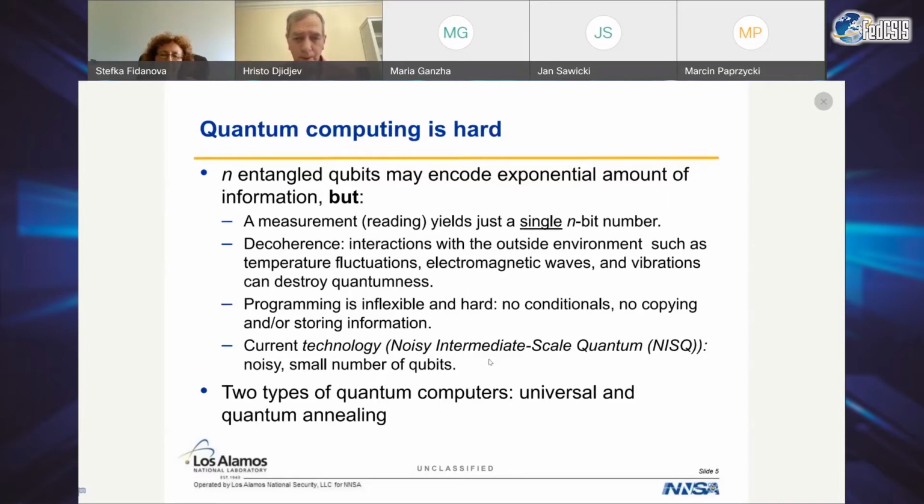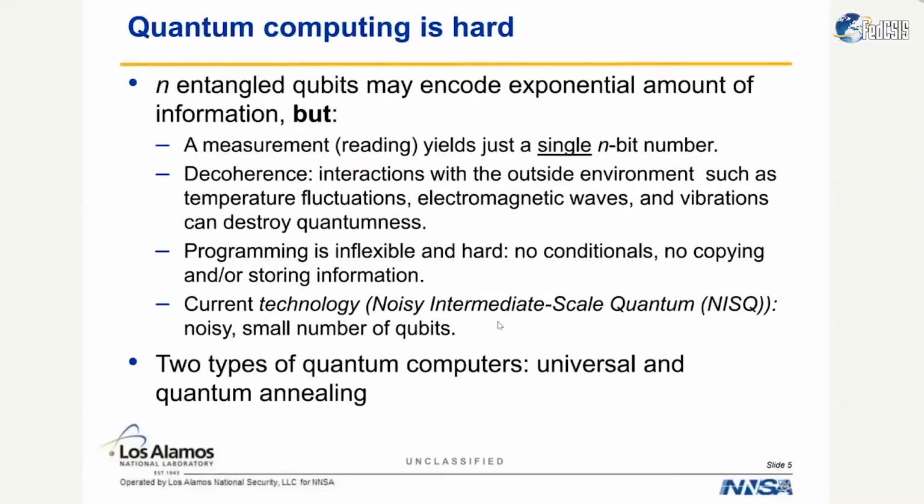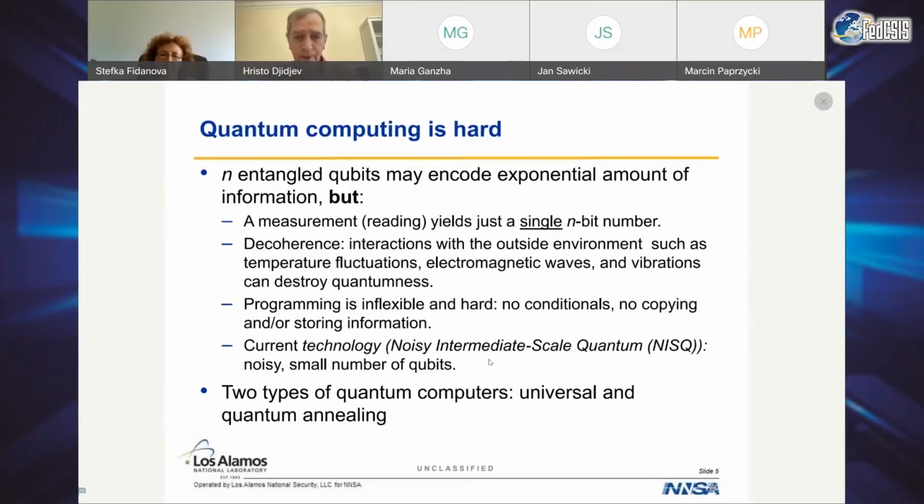make classical programming easy. So the current technology, you'll see the term noisy intermediate scale quantum, doesn't offer yet any quantum advantage because of the relatively small number of qubits and because of the error rates, which are too high. So there are 2 major types of quantum computers right now. One is so-called universal, and the other is the quantum annealing computer. So let's go to the next slide.